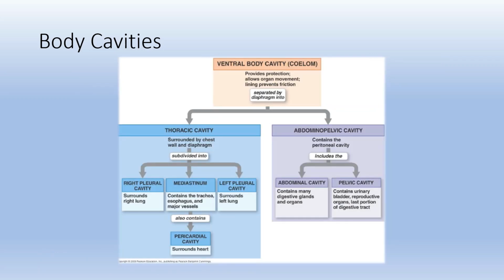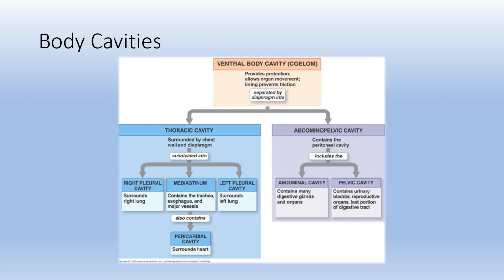This flowchart outlines the ventral body cavity for you. You should note that the ventral body cavity is separated into the thoracic and abdominopelvic cavity by a thin sheet of muscle known as the diaphragm. The diaphragm allows you to breathe.